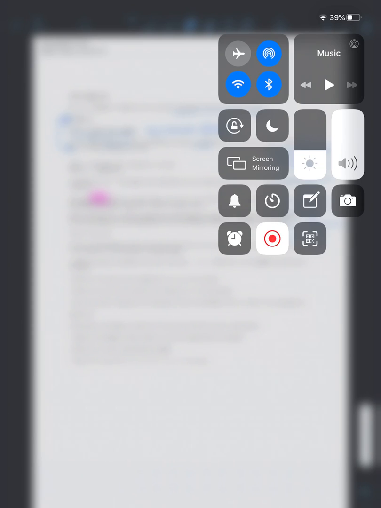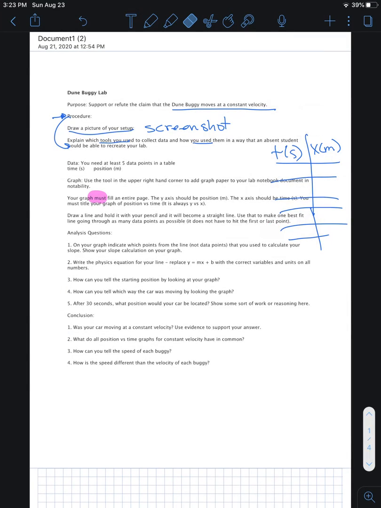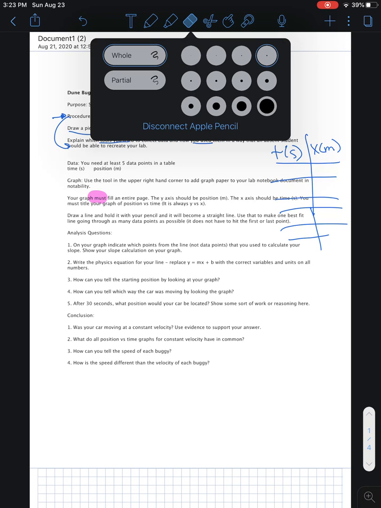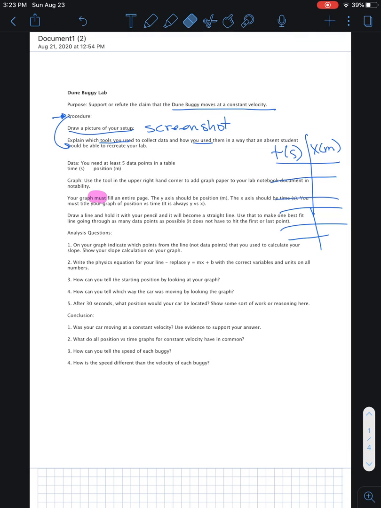Today we're going to talk about how to analyze the Dune Buggy lab that we have started previously. You'll remember that we were taking data to decide if the Dune Buggy was moving at a constant velocity. So the name of the lab and the purpose of the lab have been done for you, but what you have to do is go through and fill out the procedure.